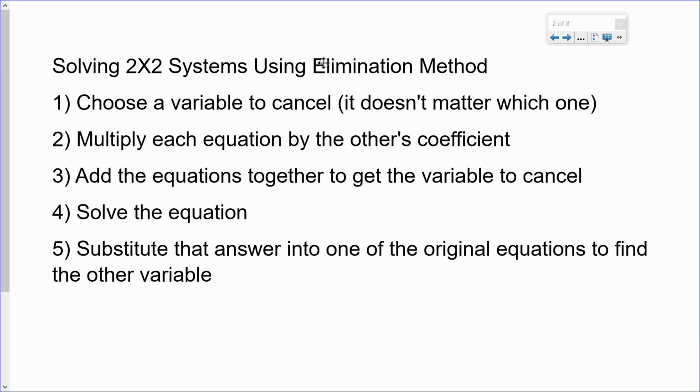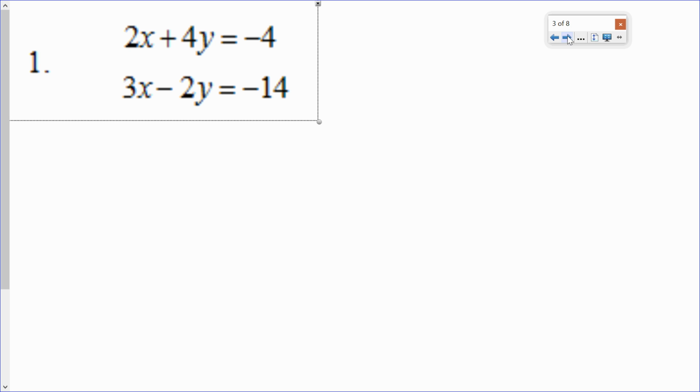It might seem long, but it's really not a long procedure once you get the hang of it. This is a very common Algebra 1 lesson. It is a common SAT question, and we're going to use this in Algebra 2 in order to solve 3 by 3 systems. So, we need to choose a variable to cancel.